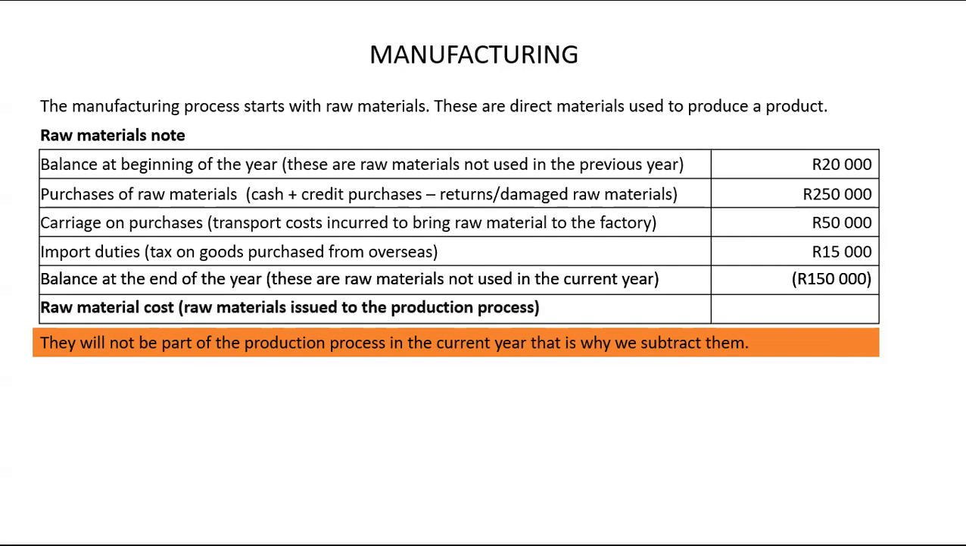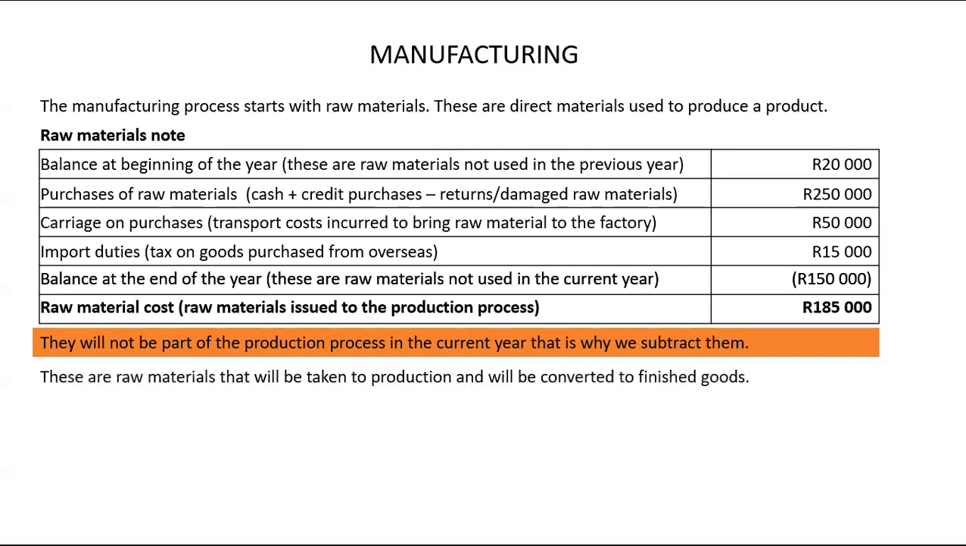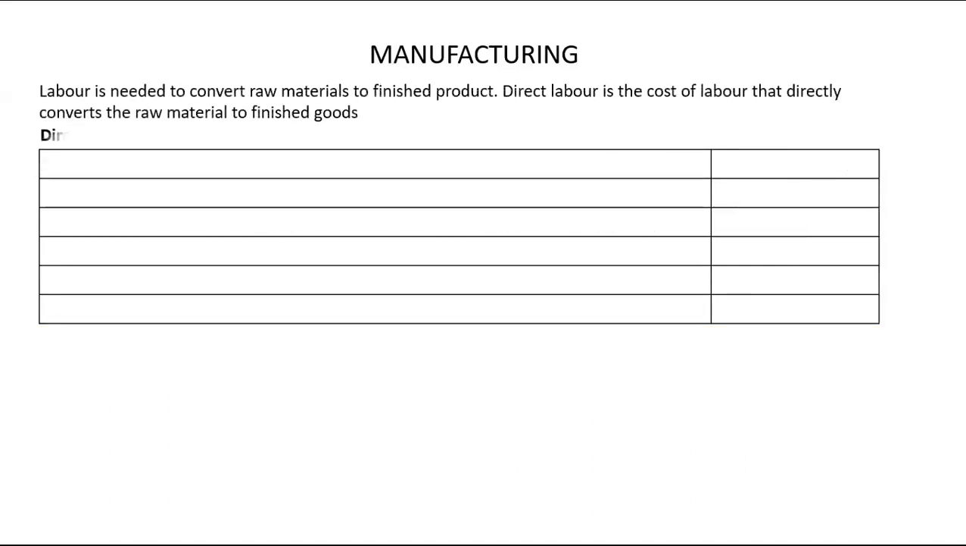Then whatever you get after subtracting those closing raw materials, you will get what we call raw material cost, which is just raw materials issued to the production process. So these ones are taken to the production process, okay? So we are going to convert these ones into finished goods. But before we can convert them into finished goods, we need labor, right?